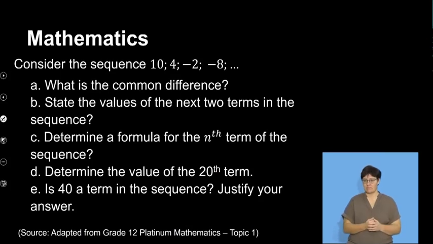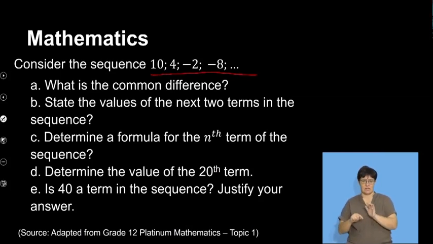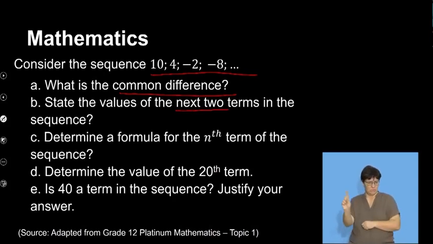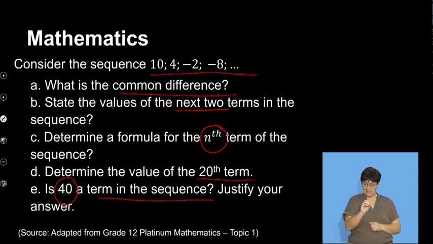So we are asked to consider the sequence 10, 4, -2, -8. We've been asked a few questions on this sequence, so let's have a read through them. Firstly, we've been asked what is the common difference. We are then asked to state the values of the next two terms in the sequence. C is asking me to determine a formula for the nth term of the sequence. D is asking me to determine the value of the 20th term. And E is asking if 40 is a term in the sequence, and we're going to justify why it is or why it is not.